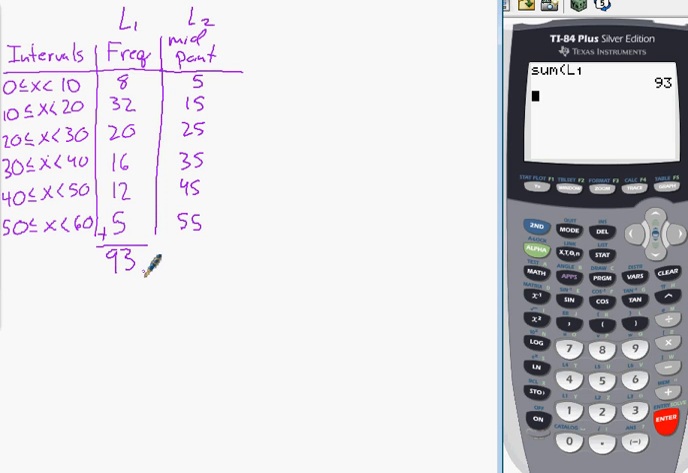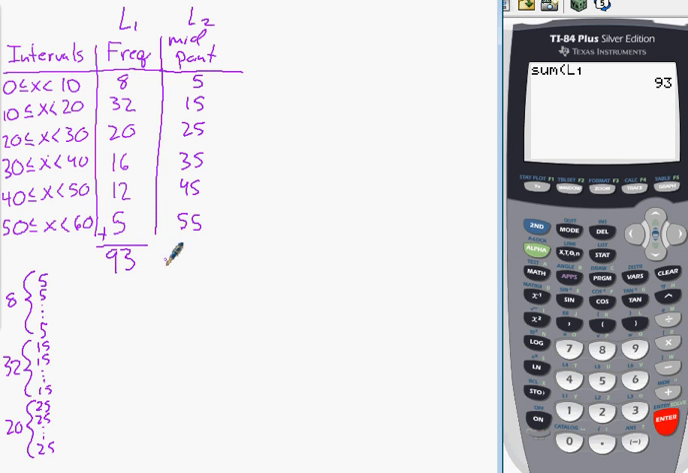Now, this is very important. A common mistake is to say, here's my data, looks like we have 6 data points. Well, no, we actually have 93. A good visualization is to ask, how many 5s are there? There are 8 of them. You can almost think of the original data set as a list of 5s, and there are 8 of those. Then the 15s come next, and there are 32 of those. And then come the 25s, and there are 20 of those. So you can see this original data list goes on, and there are 93 data points.